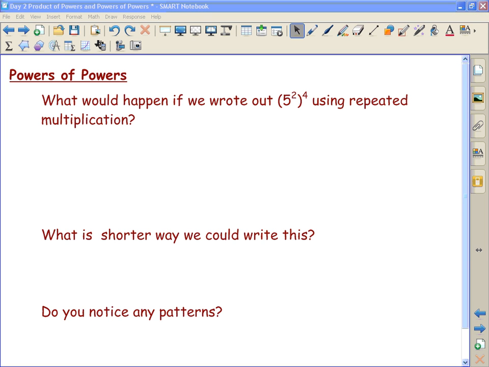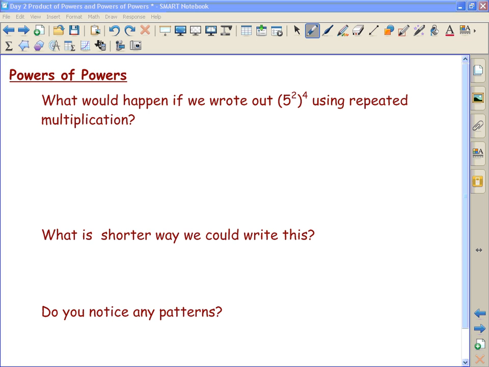So the other thing that we need to talk about for this lesson is the power of powers property. This one is a little bit different. You'll notice that now we have parentheses with an exponent inside the parentheses and an exponent outside of the parentheses. So what we really want to think about is what would happen if we wrote 5 to the second to the fourth using repeated multiplication.